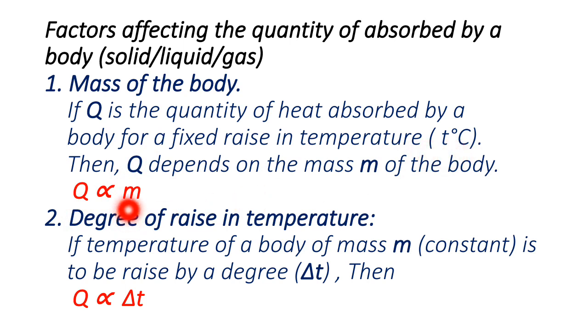Greater the mass, greater the heat required, and lesser the mass, lesser the heat required for the same change in temperature, for the same raise in temperature. Correct. Now the second factor: if we take the mass constant, that means we are considering two identical bodies of the same substance and the same masses, and if we want to raise the temperature by different values, that means here the factor is the degree of raise in temperature.